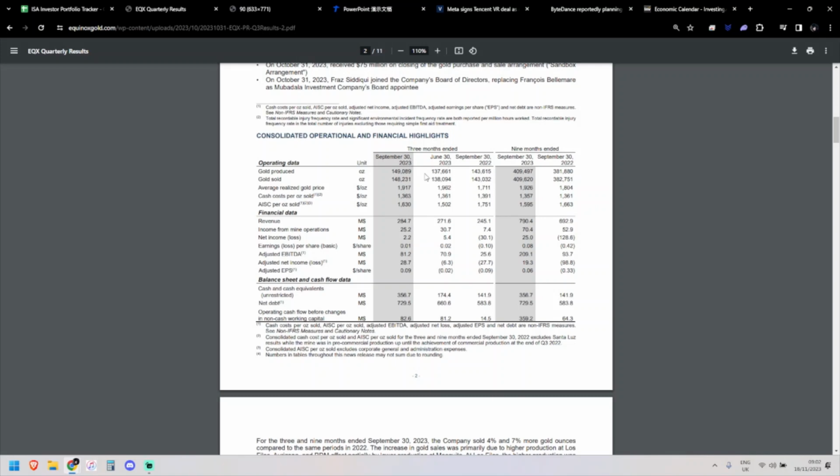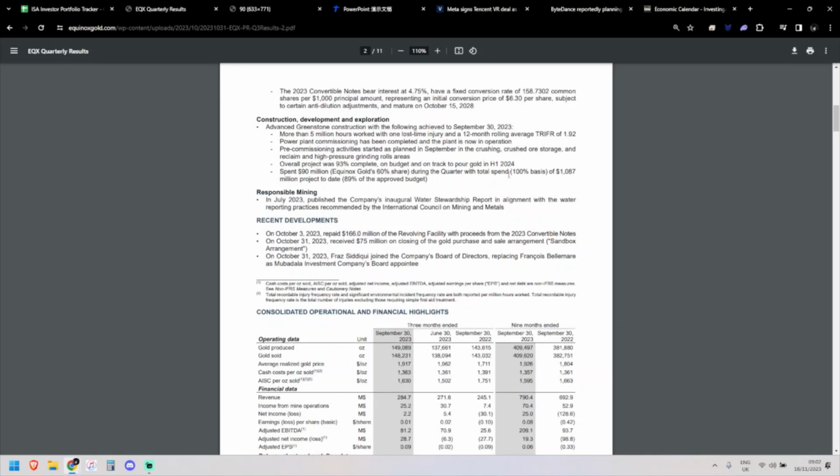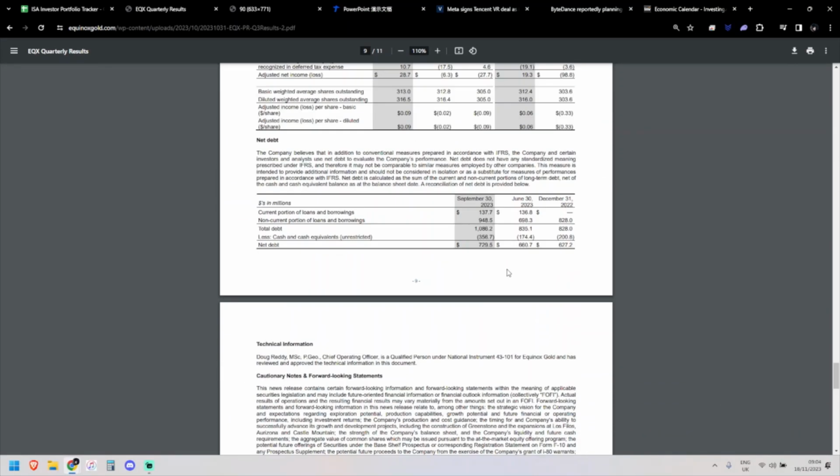And yeah, gold produced, giving you the same numbers. All-in sustaining cost is up from last quarter, but slightly down from the same quarter last year. So it's up and down, but I'm hoping for that to be better later next year. This is really, as I say, a mid-2024 onward stock. They're still saying first half of next year to start pouring at the expansion, 93% complete. So let's hope so.